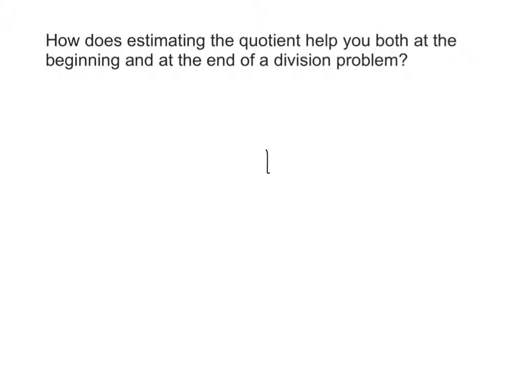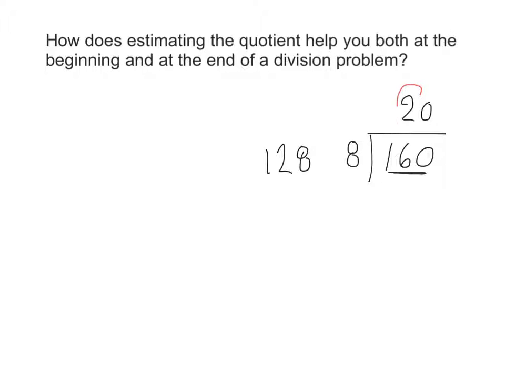Our original dividend was 128, which is pretty close to 160. We like the number 160 because it's easy to divide by our divisor, which is 8. We can do that in our head, and we know really quickly that the answer is 20. Therefore, we can easily know that our quotient needs to start in the tens place. That's how estimating helps you at the beginning of a division problem.